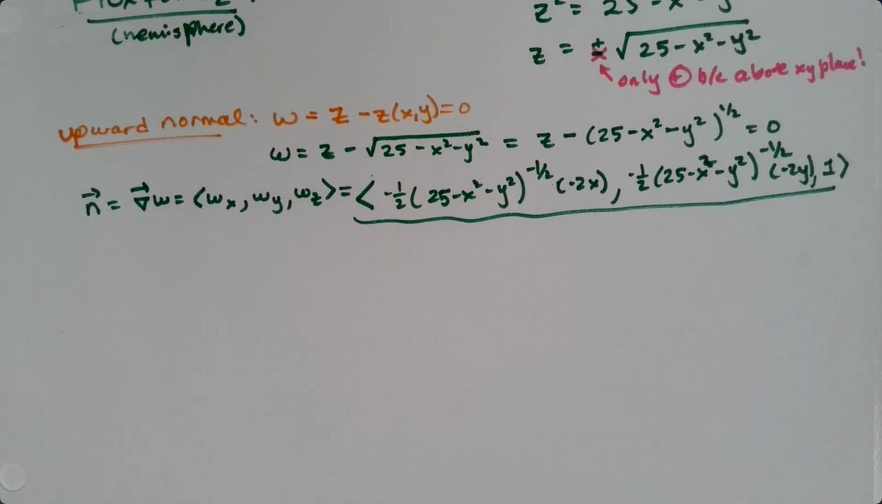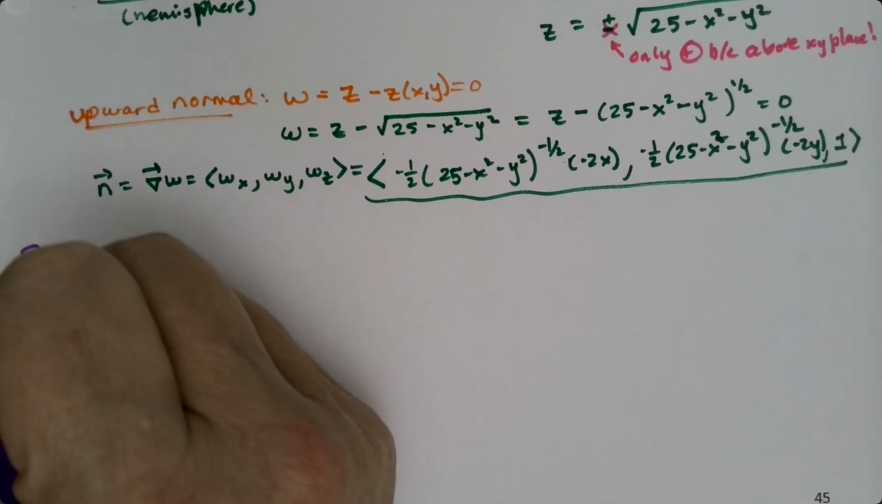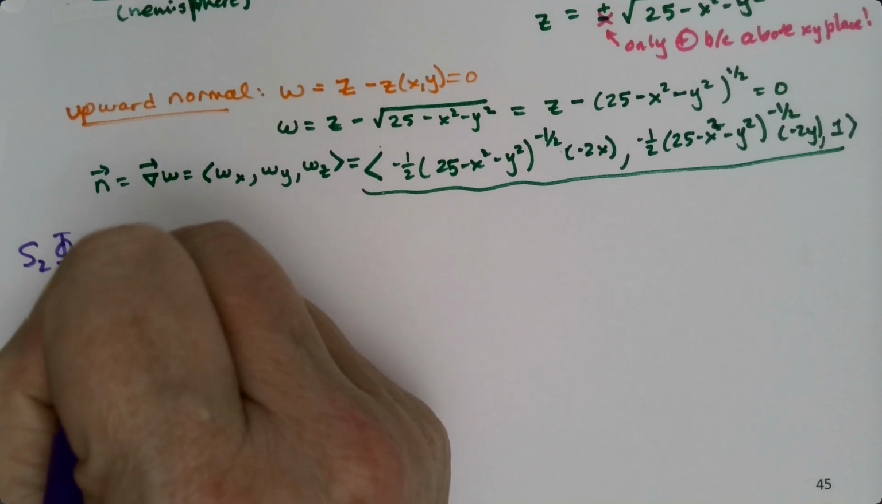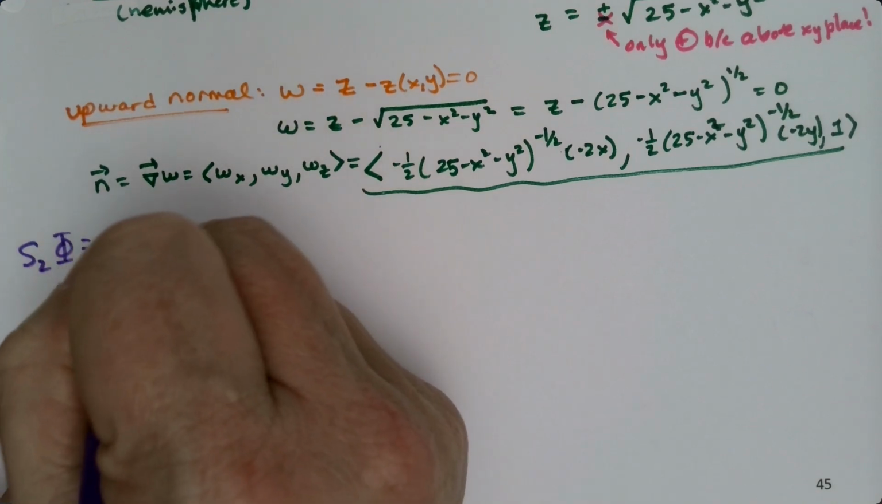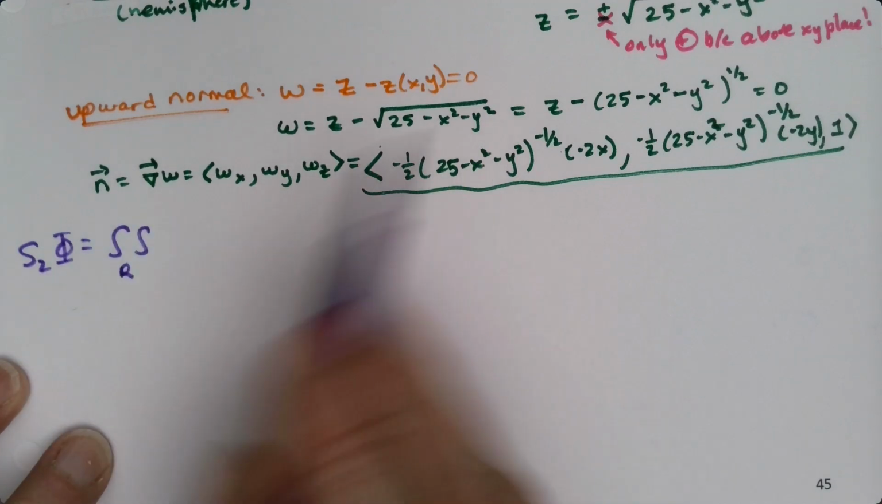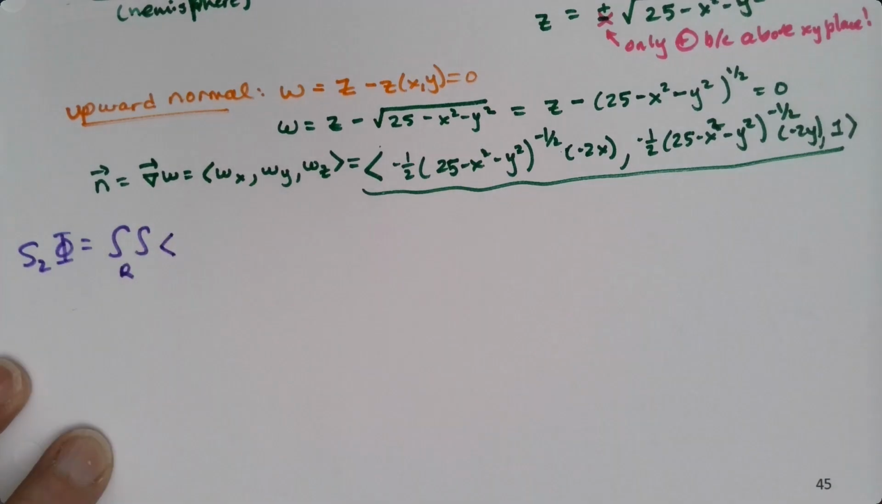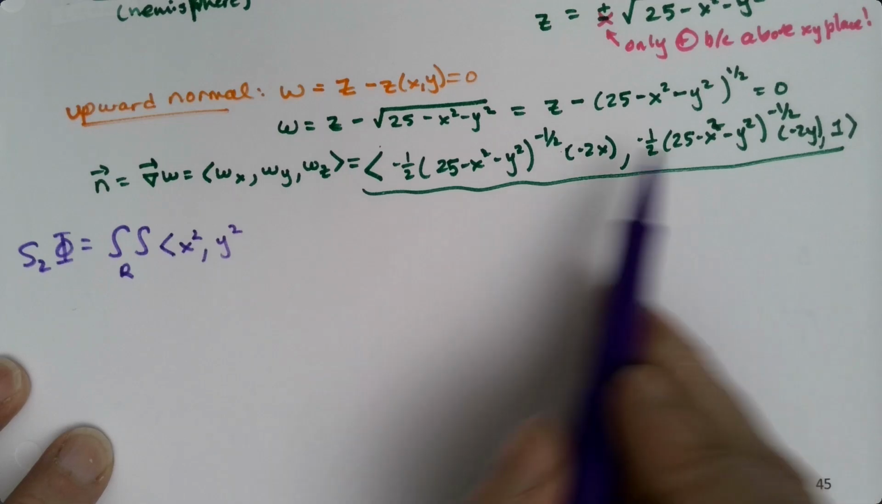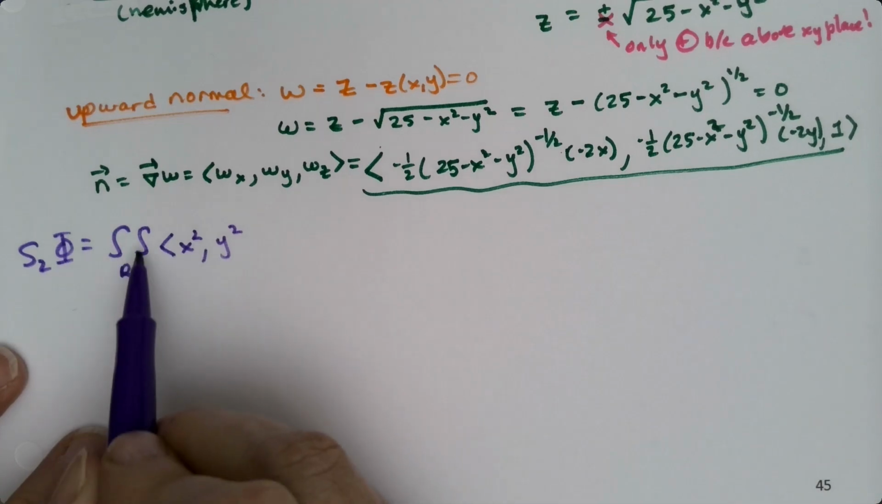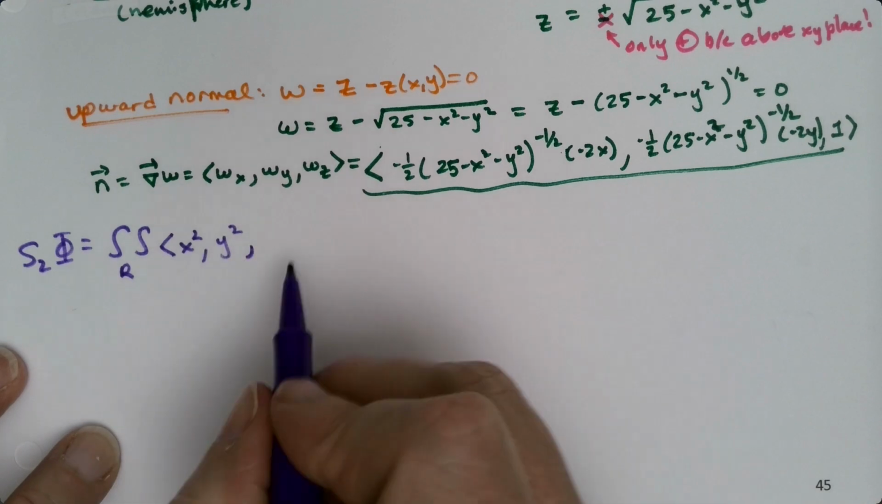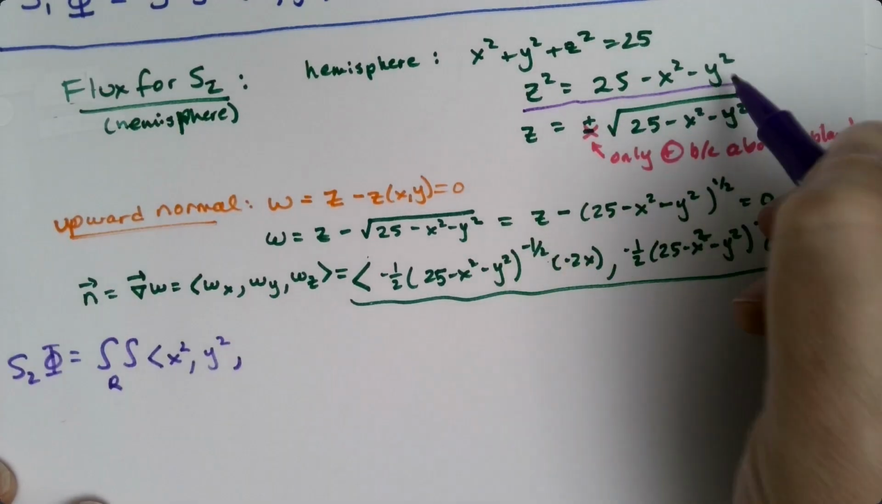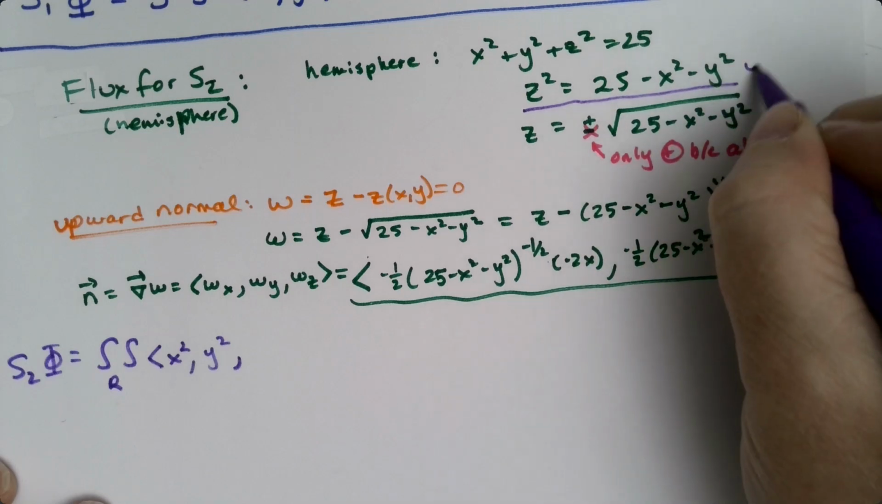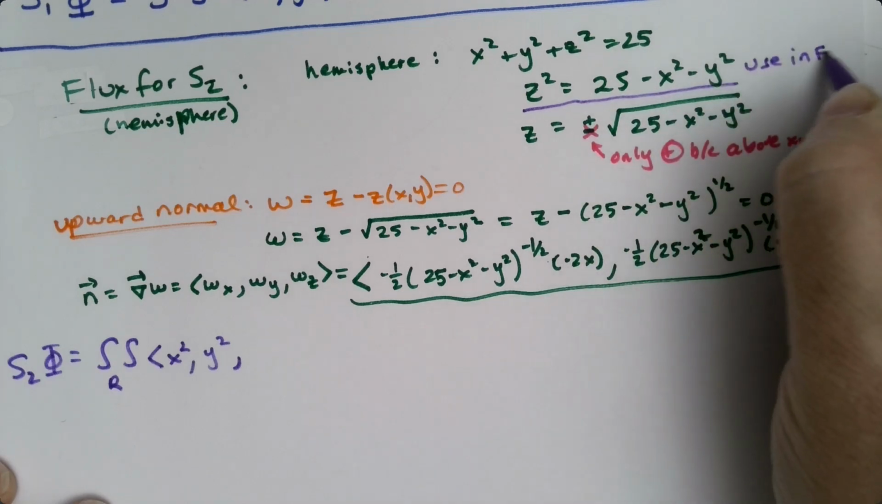Okay, so now we have to put it all together. We have to take the double integral to find the flux. So the S2 flux is equal to the double integral over the region of f, which is x squared, y squared. Now I can't use z squared, because I have to have only two variables since it's only a double integral. So instead of z squared, I'm going to use the fact that z squared is 25 minus x squared minus y squared. So we're going to use that in our vector field right here.